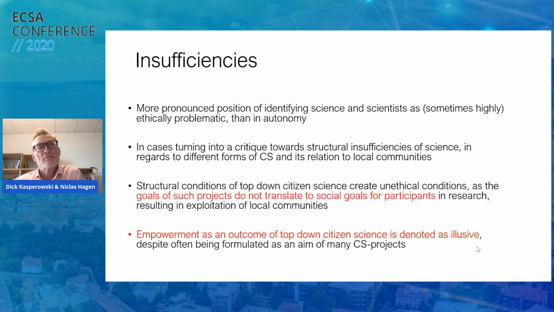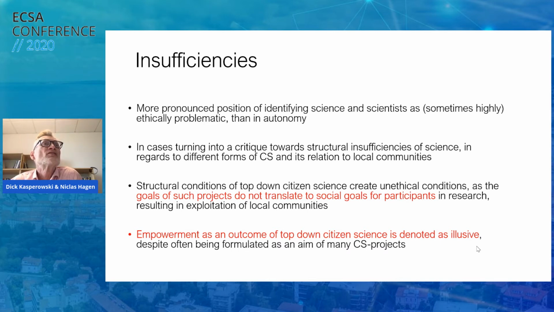One of the more pronounced, shall we say, positions in ethical boundary work by authors in the field of citizen science is insufficiency. The insufficiencies of science and scientists to be ethically catering for volunteer contributors to perform the tasks that they are employed to do.